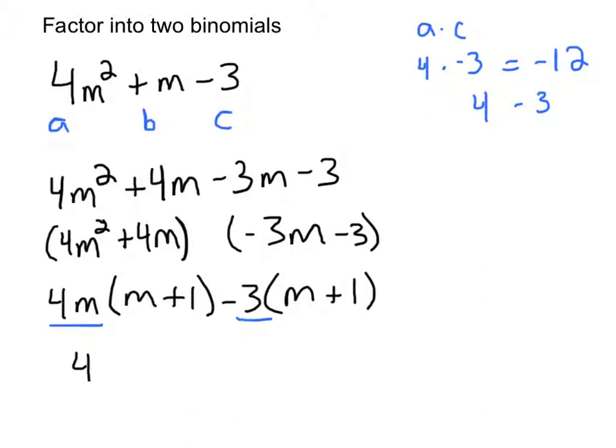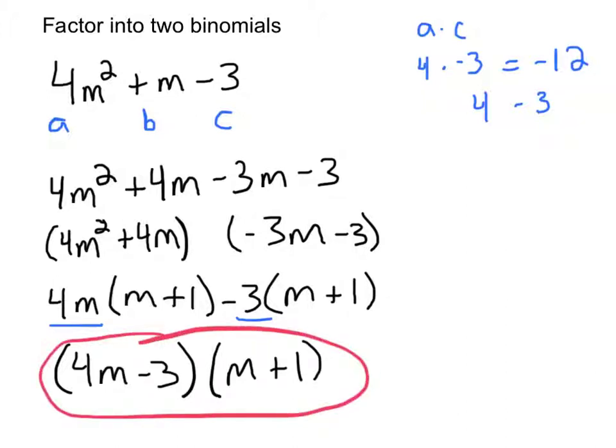So that would be 4m minus 3. And I got that right here, 4m minus 3. I just wrote that right down here. So that's my first binomial. And my second binomial is whatever's left on the inside of the parentheses. Right here, that's m plus 1. So my factored form on this particular one is right there, 4m minus 3 times m plus 1. If we wanted to, we could always FOIL these, multiply them together, back in, and it will always equal this original problem if we've done it correctly.